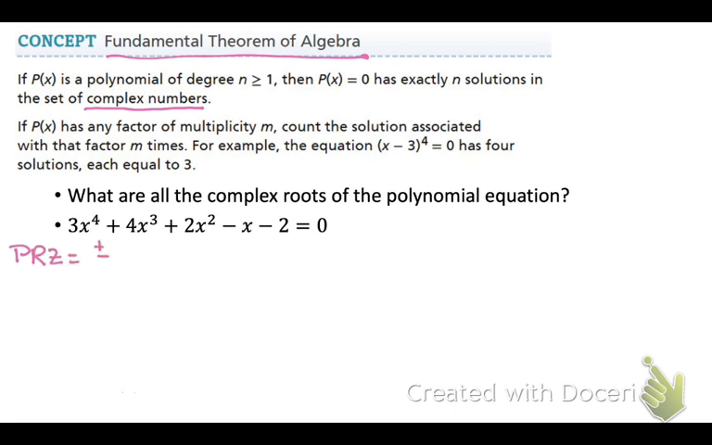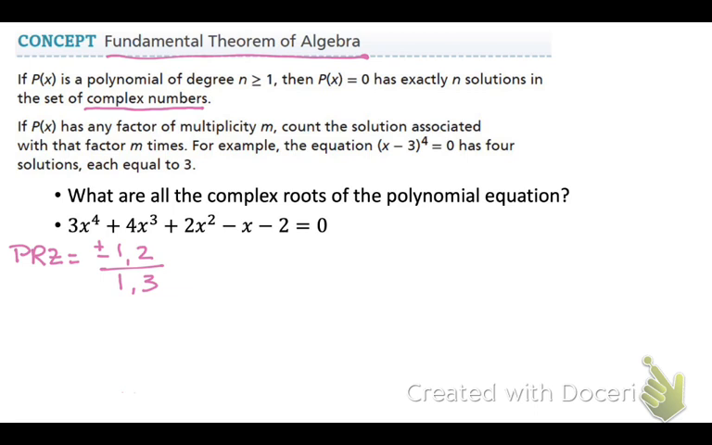So plus or minus 1 and 2 over 1 and 3. Okay, so yesterday when you knew what a zero was, you used synthetic division and you knew you were going to get a remainder of 0, correct? Today we're going to use synthetic division, and if we get a remainder of 0, it is a zero. If we don't get a remainder of 0, is it a solution? Is it a root? Is it an x-intercept? No. Does that make sense?